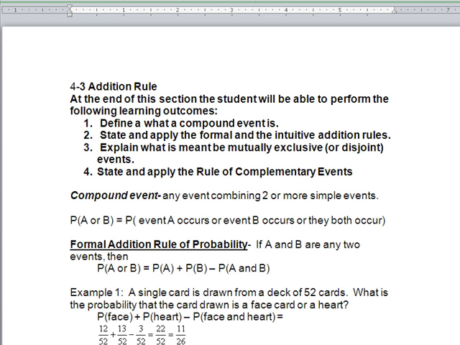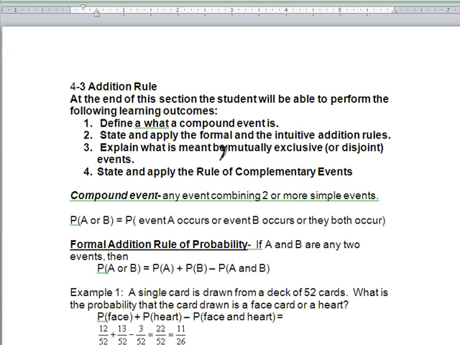You should be able to explain what is meant by mutually exclusive or disjoint events. You should be able to state and apply the rule of complementary events. A compound event is defined as any event that combines two or more simple events. And commonly, if you're adding the word or the word and, that's when you would have a compound event.